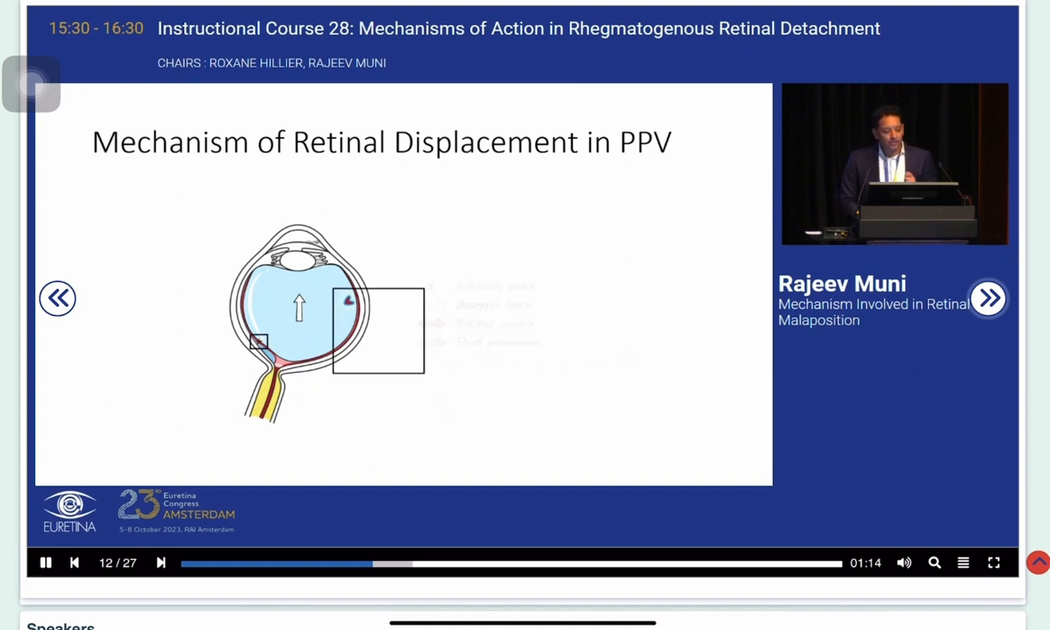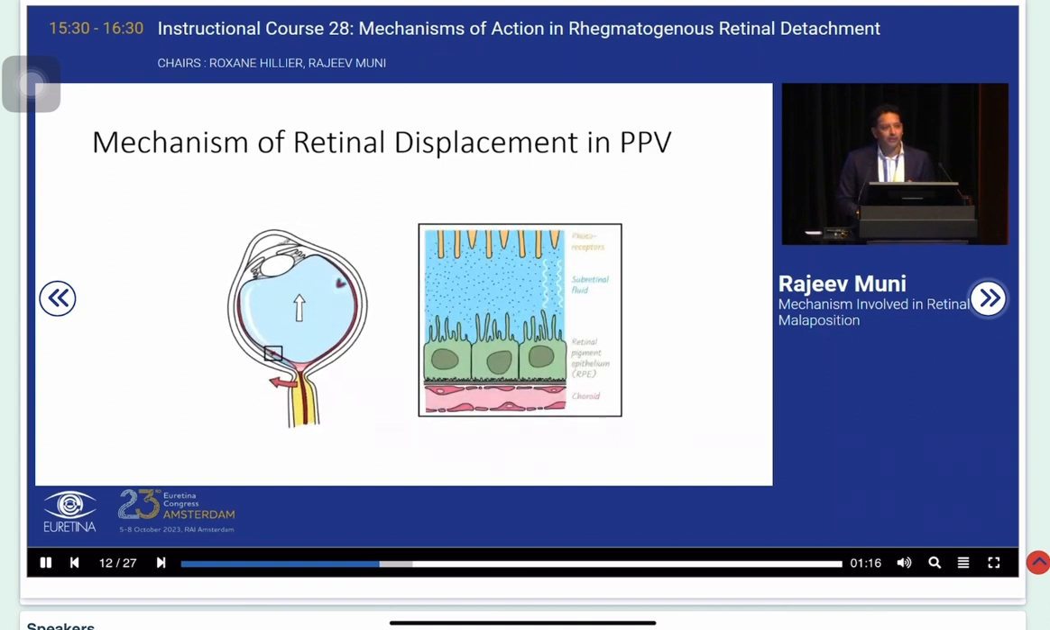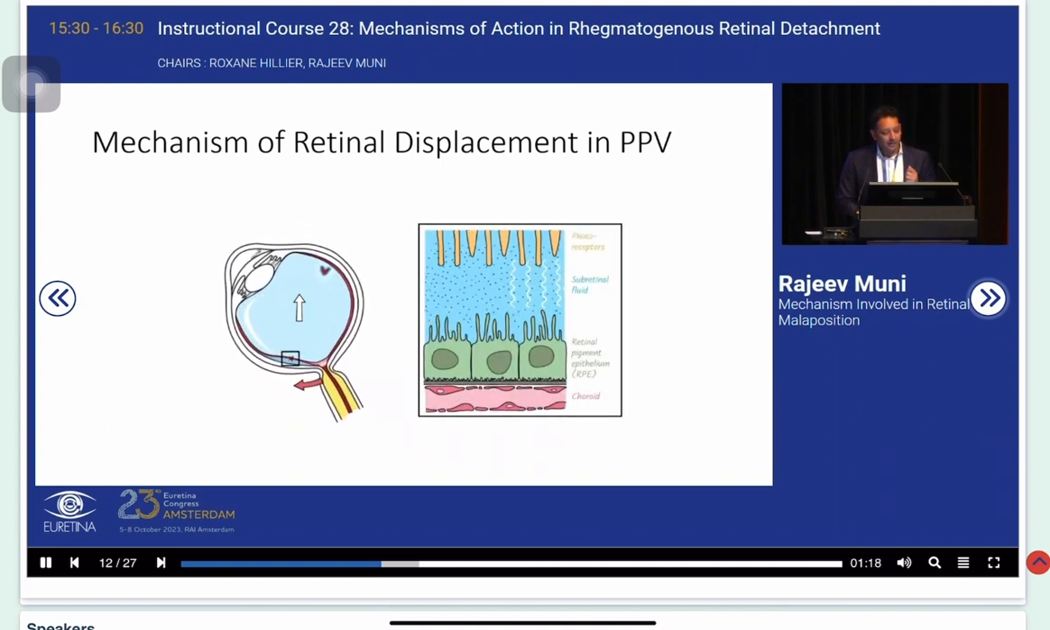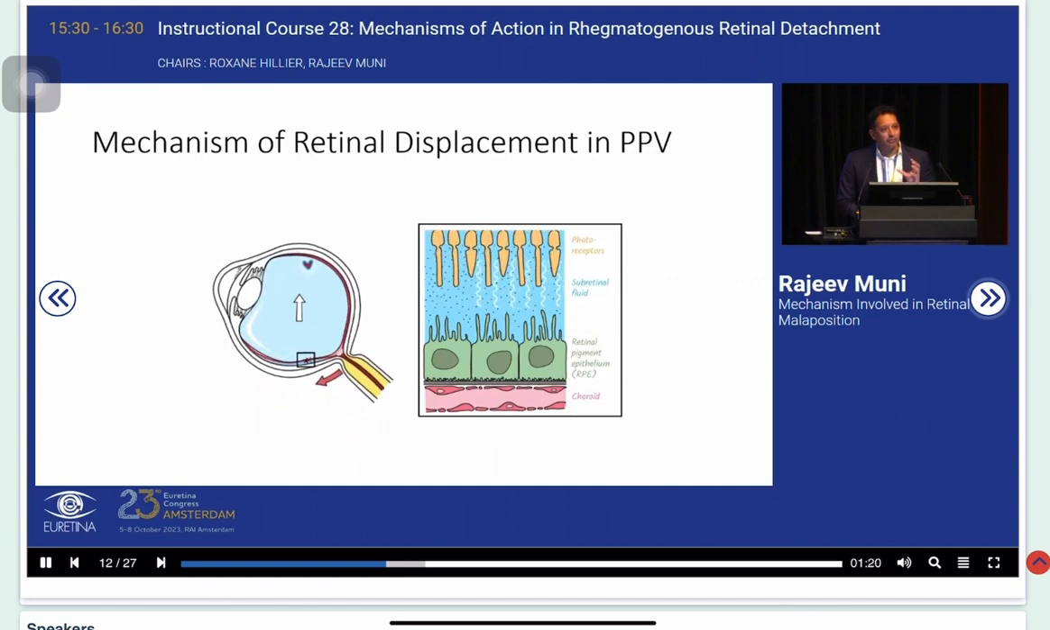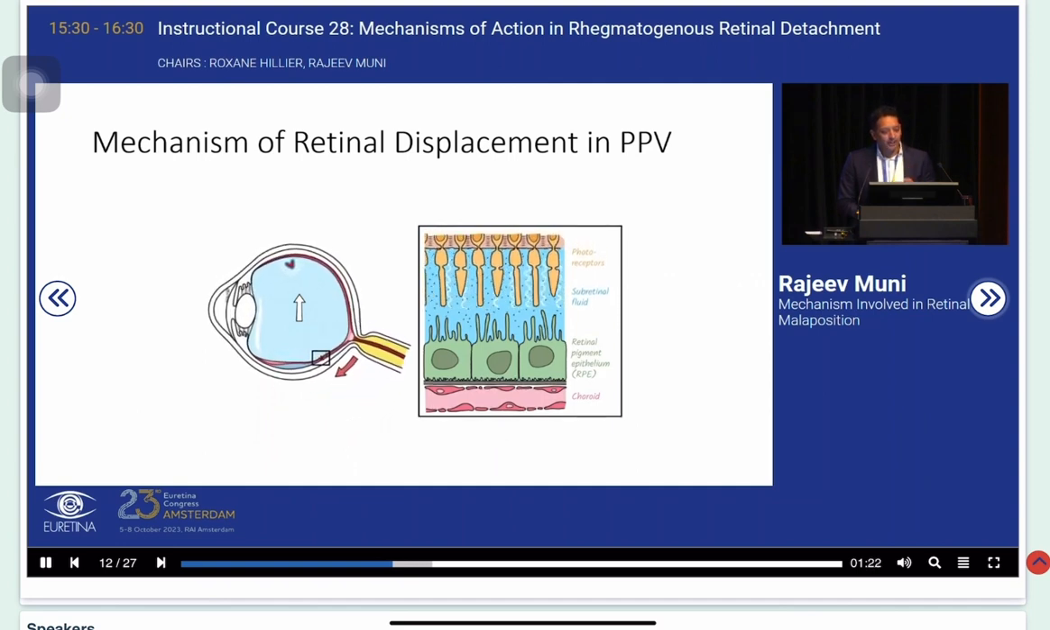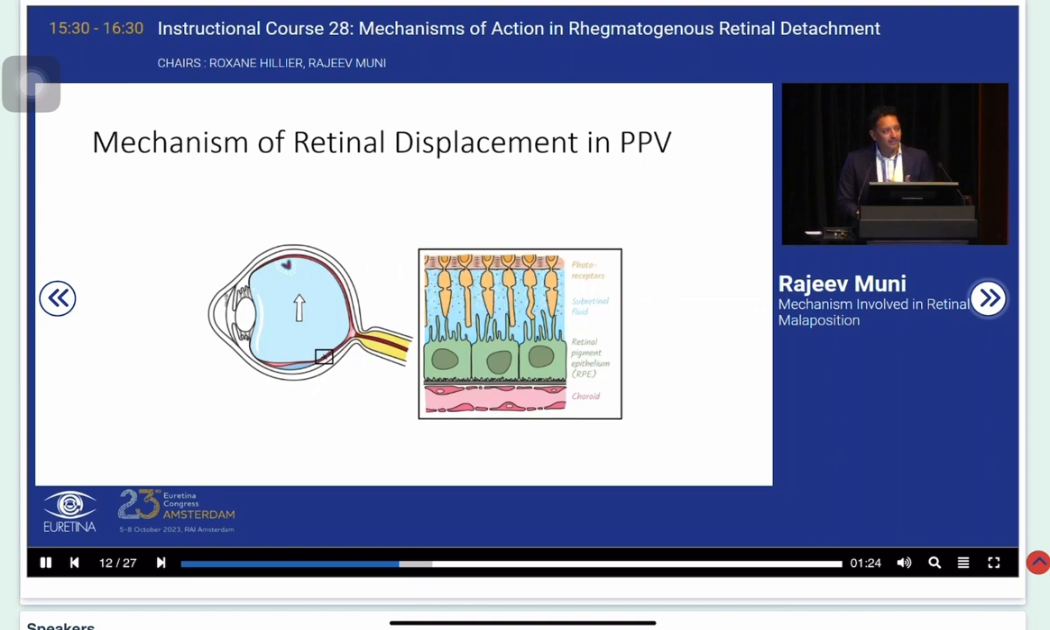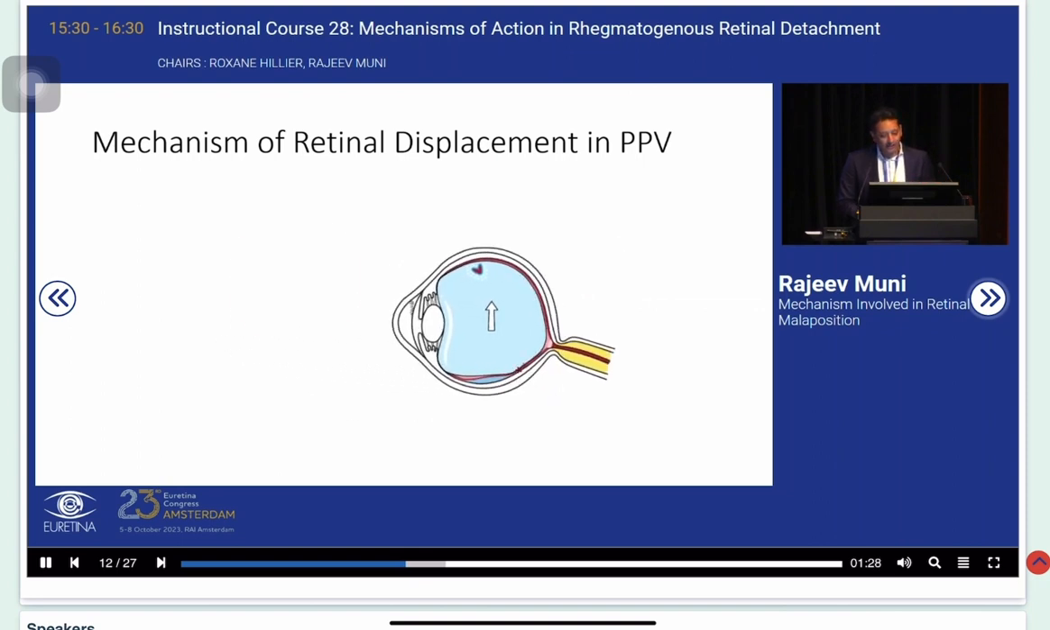Well, we know that there's always some subretinal fluid that's left behind at the end of surgery. This subretinal fluid gets displaced by the buoyant force of the large gas bubble, and as this fluid is displaced inferiorly, it stretches the thin elastic retina, leading to retinal displacement.